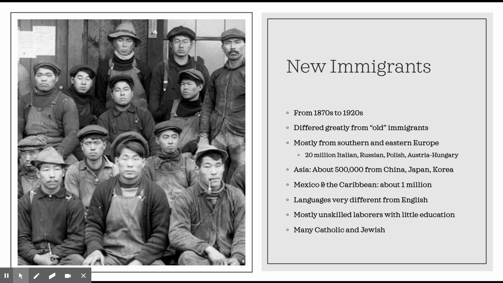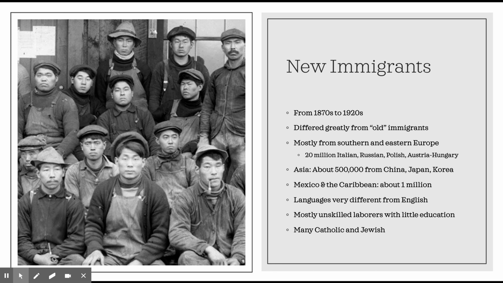And there are also a lot of people coming from Asia. There are about 500,000 total who came from places like China, Japan, and Korea, and a lot of them settled on the West Coast. Also, from Mexico and the Caribbean, there are about 1 million immigrants to the United States during this time.